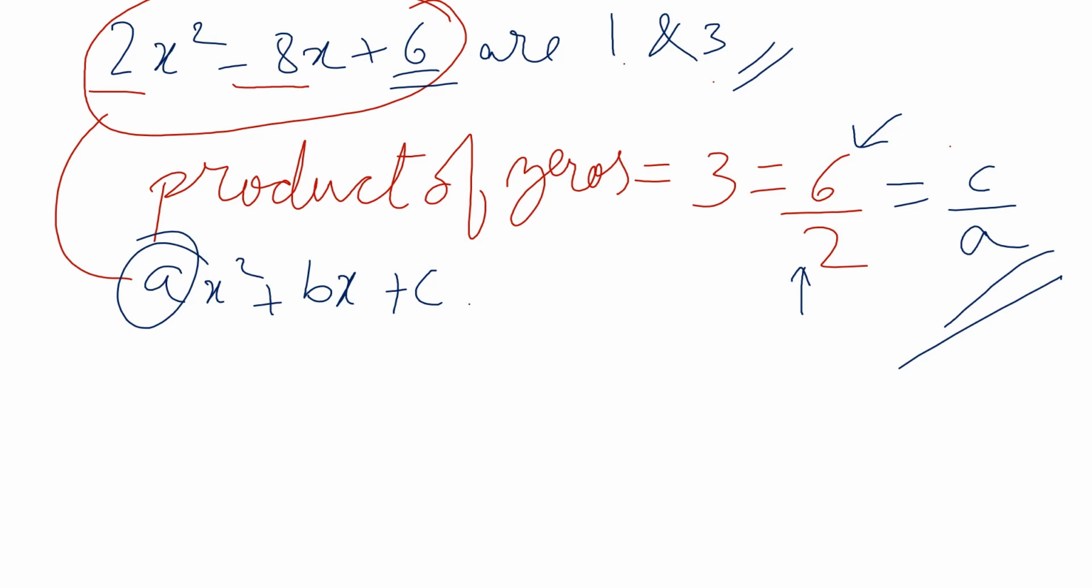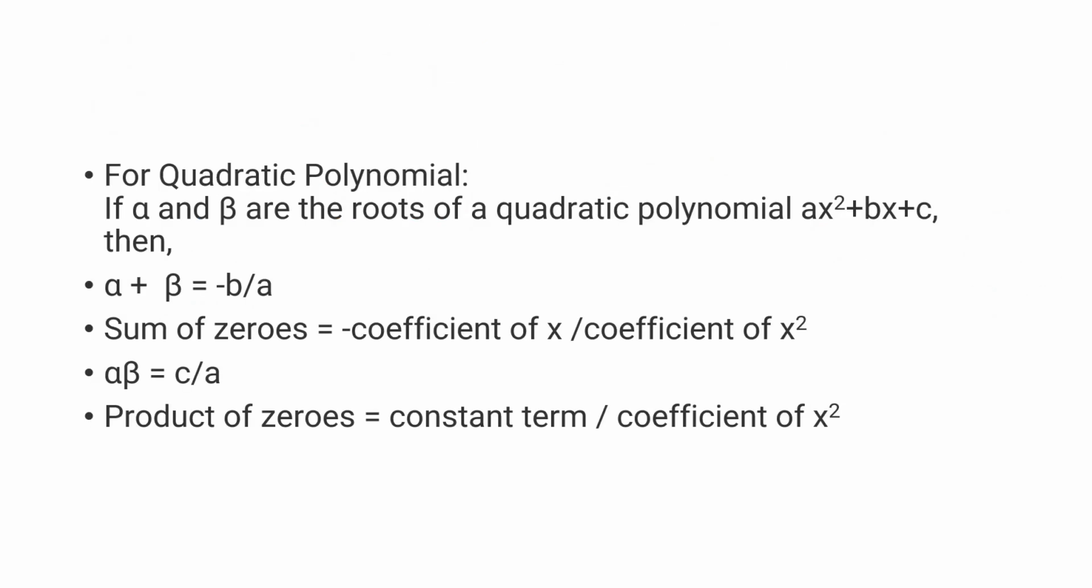So this is the relationship between zeros and coefficients of a polynomial. Again, whatever I explained, I've written it in this form. If those two zeros are alpha and beta, then alpha plus beta is equal to minus b by a, and alpha beta, the product of those zeros, is equal to c by a.